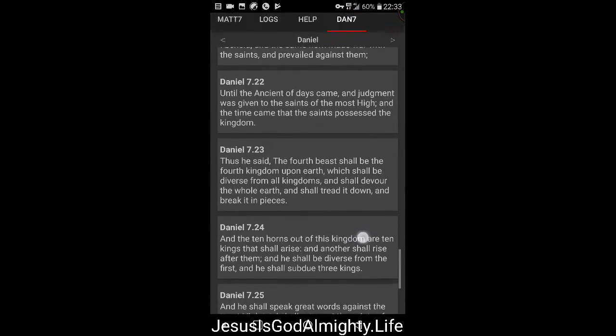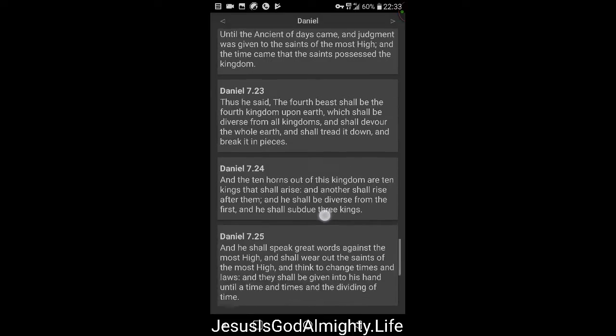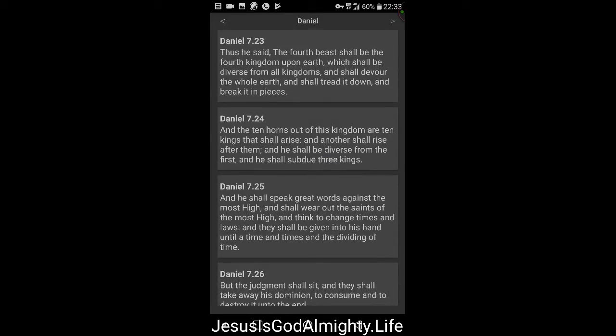Until the Ancient of Days came. I think that is a phrase for Jesus here. Now we have the Father, where Jesus comes to the Father, but Yeshua himself is also the Ancient of Days. So until the Ancient of Days came, and judgment was given to the saints of the Most High, and the time came that the saints possessed the kingdom. And that's still future. Thus he said, the fourth beast shall be the fourth kingdom upon earth. So which is the fourth kingdom? Well, the fourth beast, the fourth kingdom.